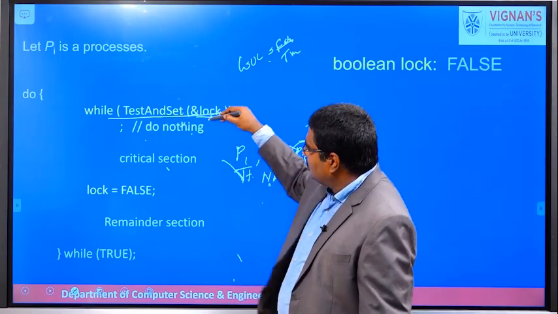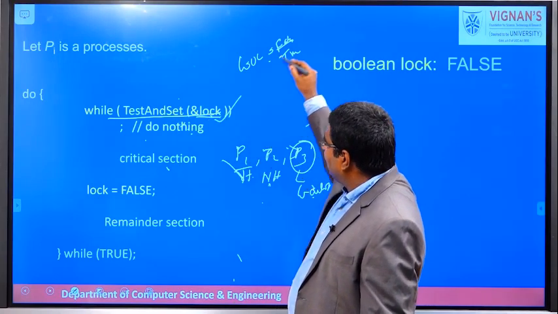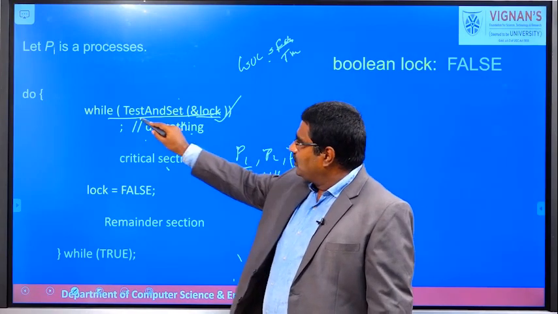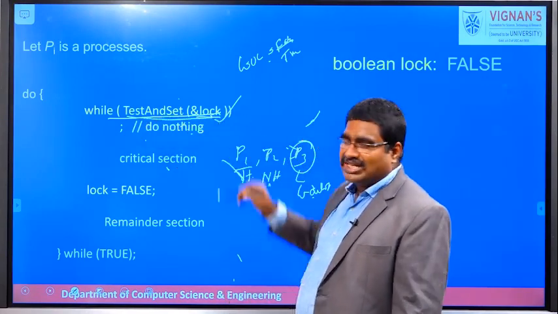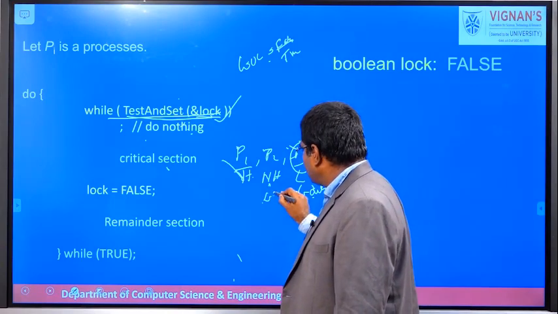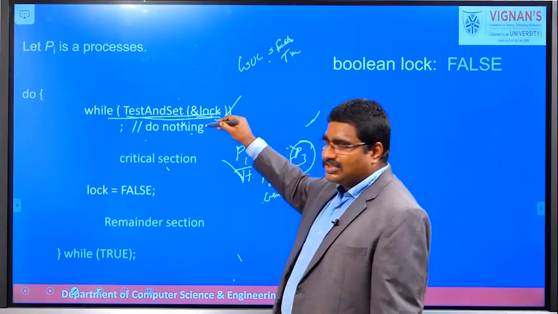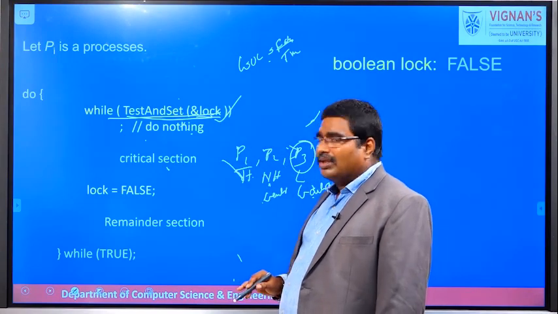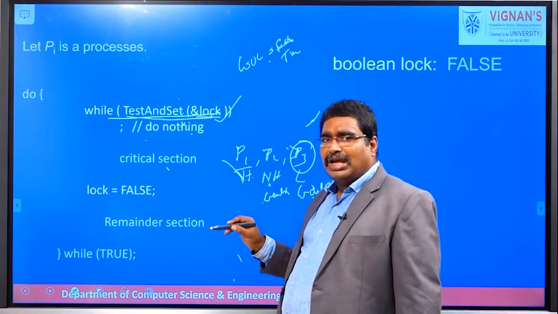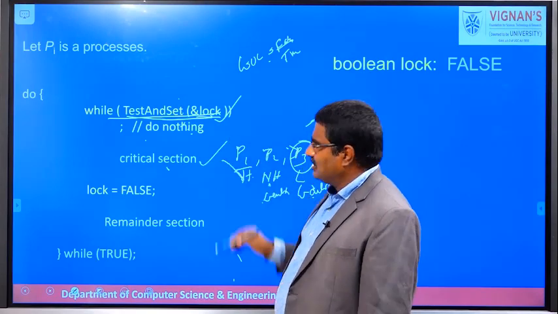When the P2 process also executes this code, lock is already set to true by the P1 process. For that reason, for the P2 process, the test and set function also returns the true value. So P2 will also be waiting in this particular loop. For example, P2 and P3 are waiting in the while loop and P1 completes the critical section execution.